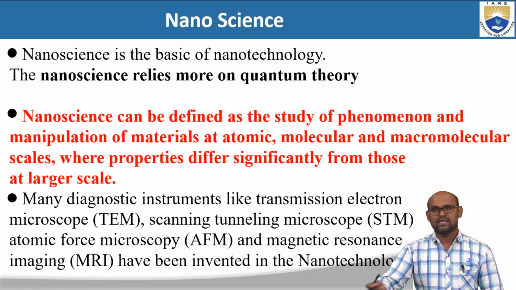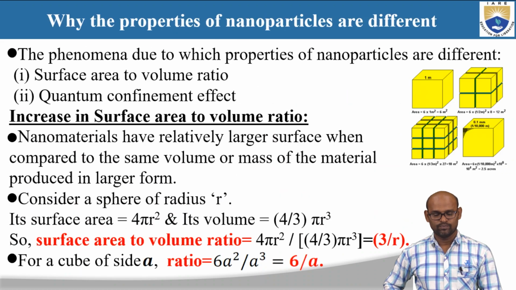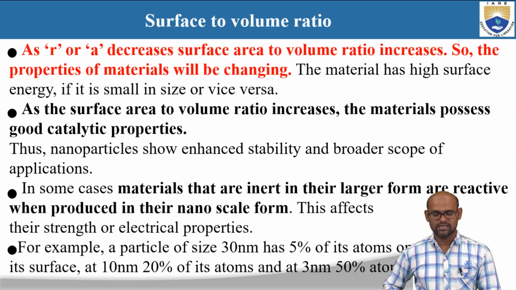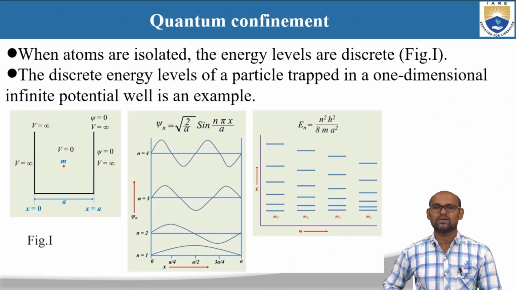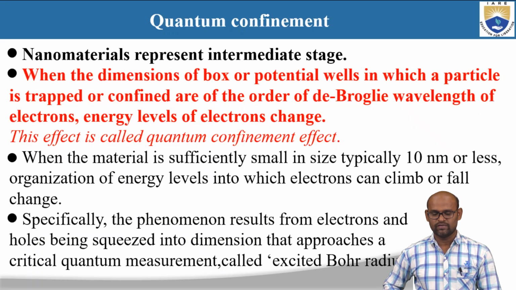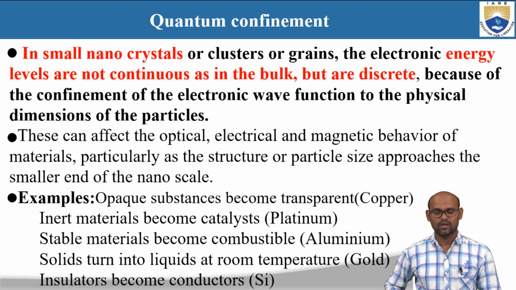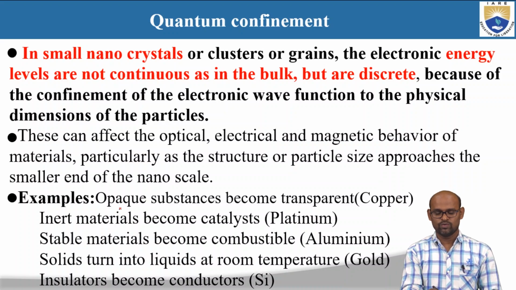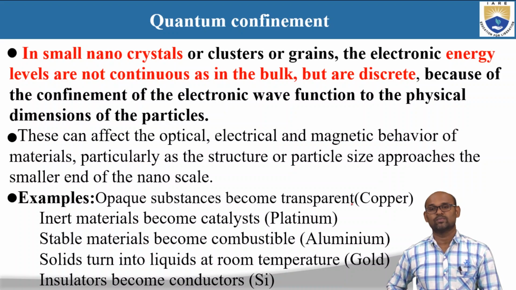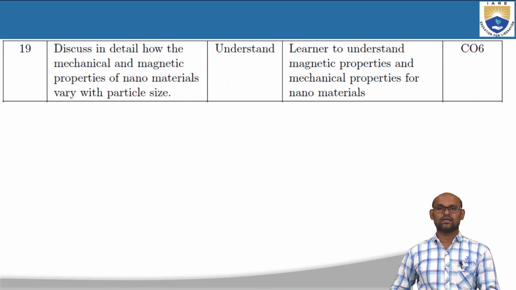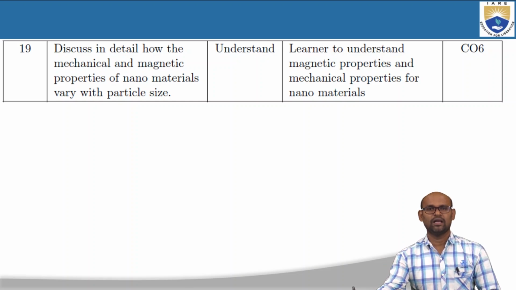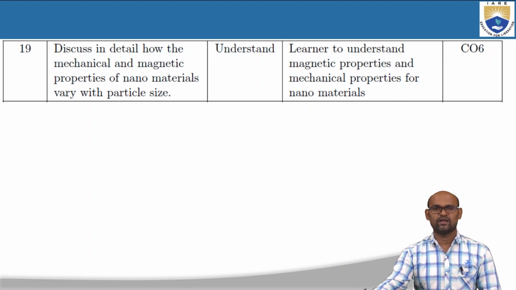So just now we have discussed what nanoscience and nanotechnology are. We also discussed surface to volume ratio and how it increases when you go down in the size of the particles. And we also discussed quantum confinement, how the energy levels change, and how the properties change when you have this quantum confinement effect. For example, opaque substances become transparent, inert materials become catalysts, stable materials become combustible, solids turn into liquids, and insulators become conductors.